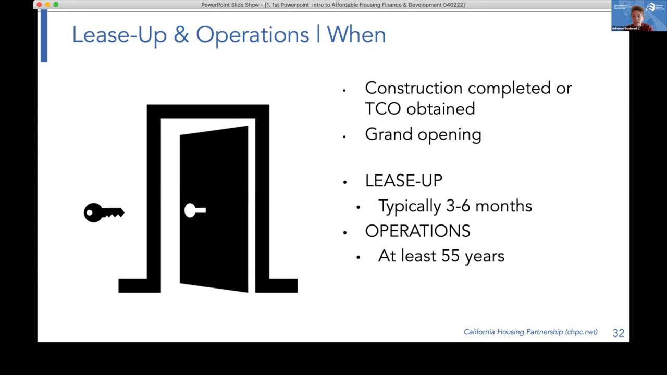So at the end of construction, you are going to obtain a temporary certificate of occupancy or a final certificate of occupancy. You might have a grand opening to celebrate this really momentous occasion, and lease up will begin, which typically takes anywhere from 3 to 6 months. Sometimes it can take longer than that if there are delays or issues with lease up. Then the operations period, as Michelle mentioned earlier, is at least 55 years.